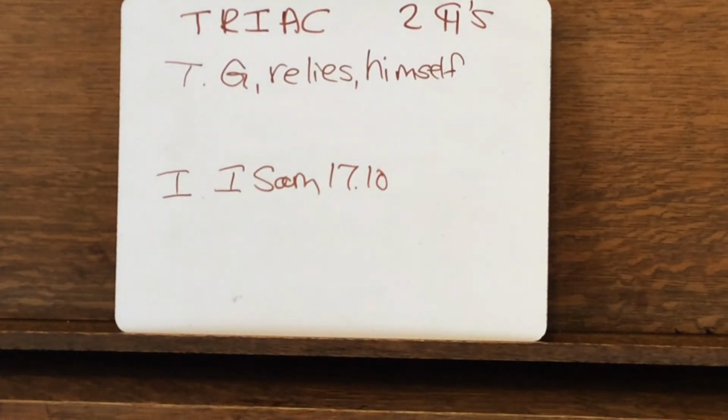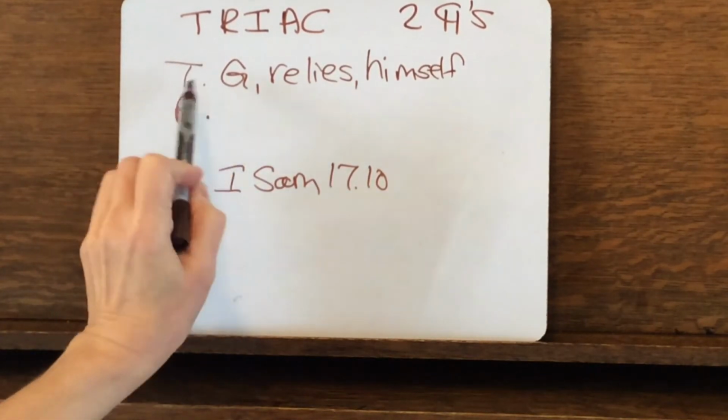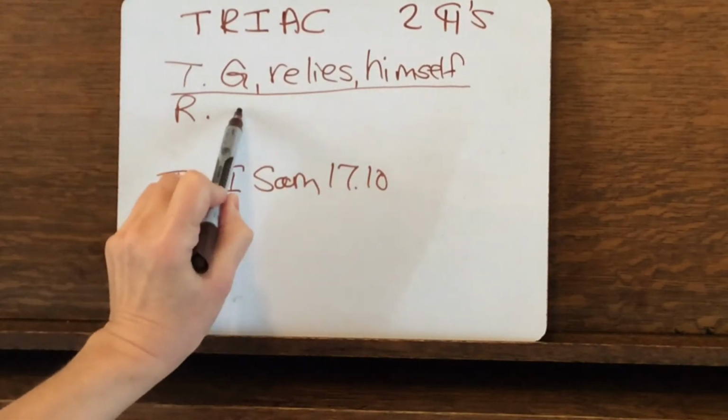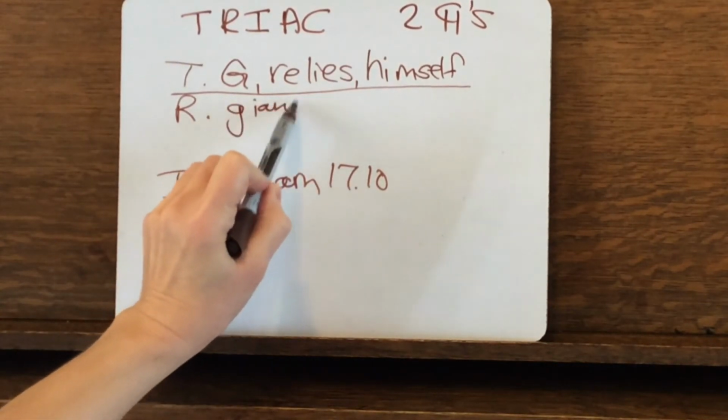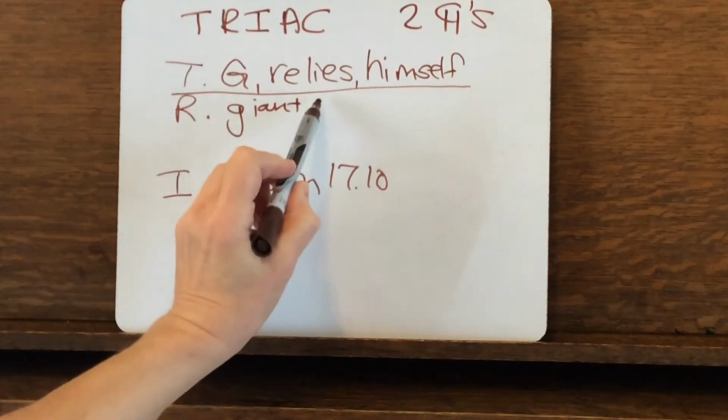Then I'm going to go back and talk about my restriction, how I'm going to restrict this topic down enough that I would just have a few points. So mine would be, he was a giant. That was one of the things he relied on. How tall was he? He was a strong champion.